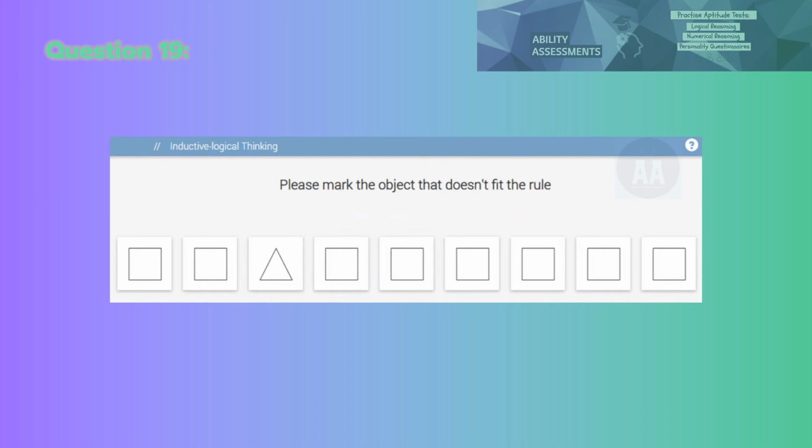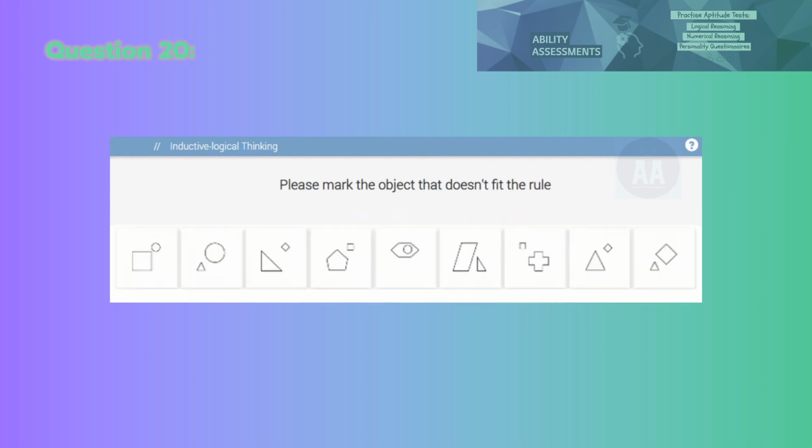On question 19, this one is pretty straightforward. We can see from our quick glance that the rule or the pattern is quite clear: it's a repetition of the square, and it should be a square. The only one that does not follow that pattern is object number 3, which shows a triangle instead of a square. So this is going to be our answer. It's pretty straightforward.